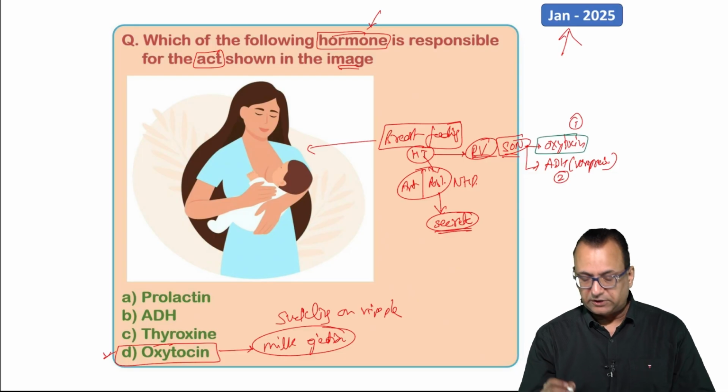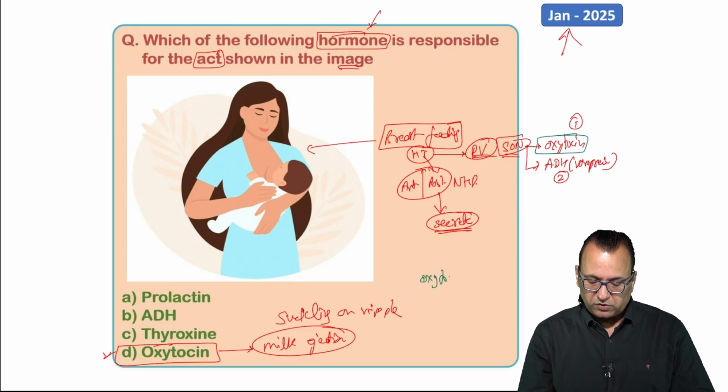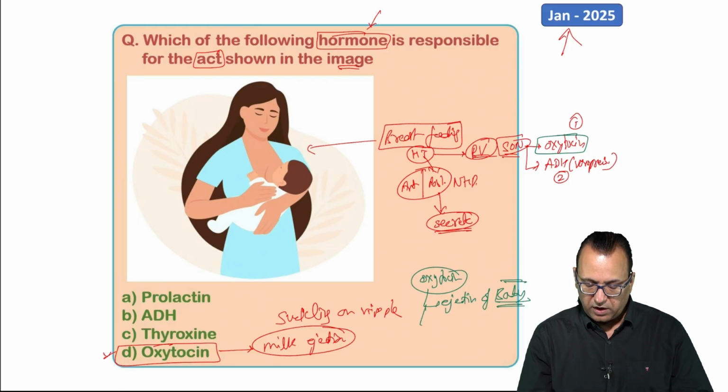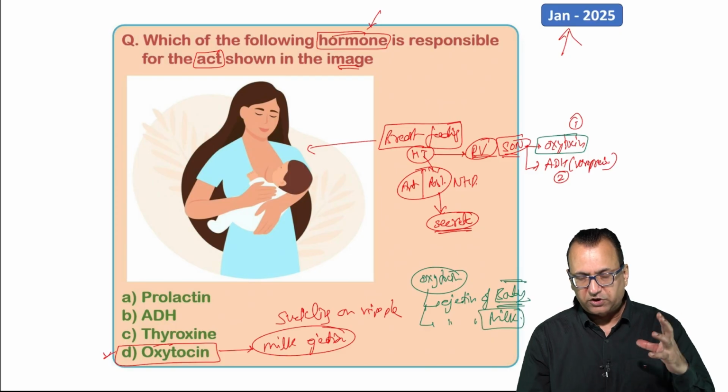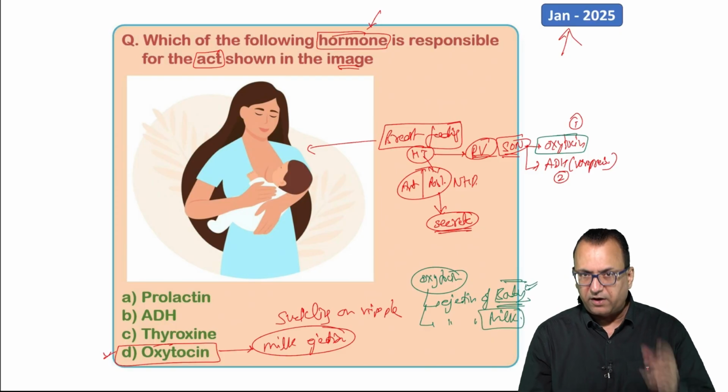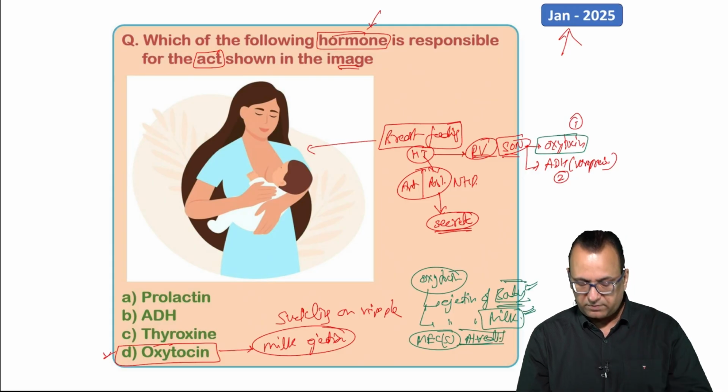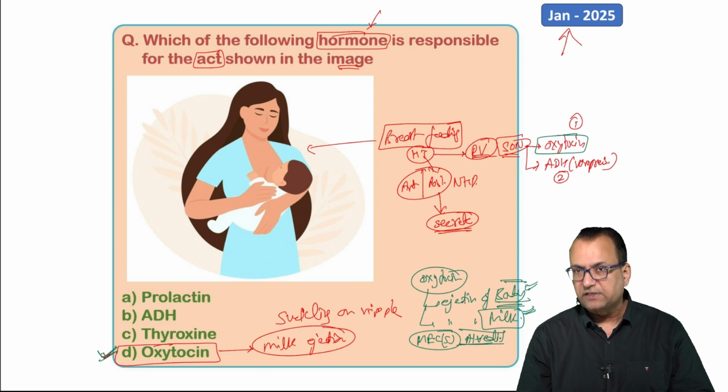Oxytocin is for ejection. It is for ejection of the baby. It will increase the uterine contraction and send the baby out, that is for delivery. Number 2, ejection of milk also. As the baby is out, the baby needs food, so ejection of milk. So ejection of the baby by uterine contraction, and ejection of the milk by working on myoepitheliocytes around the alveolus of the mammary gland, so that you can squeeze the milk out. That is why we are telling oxytocin is the answer.